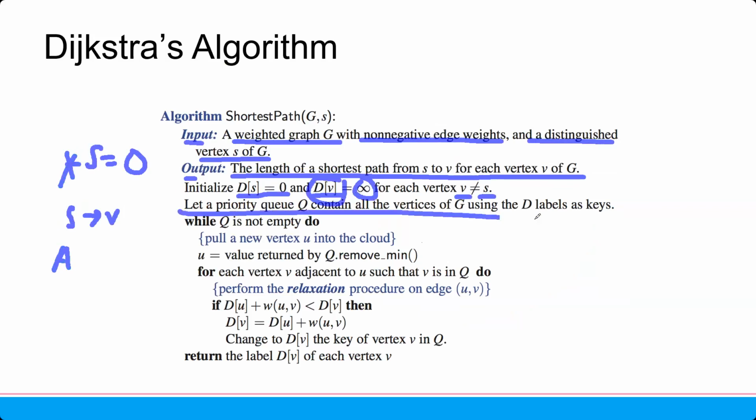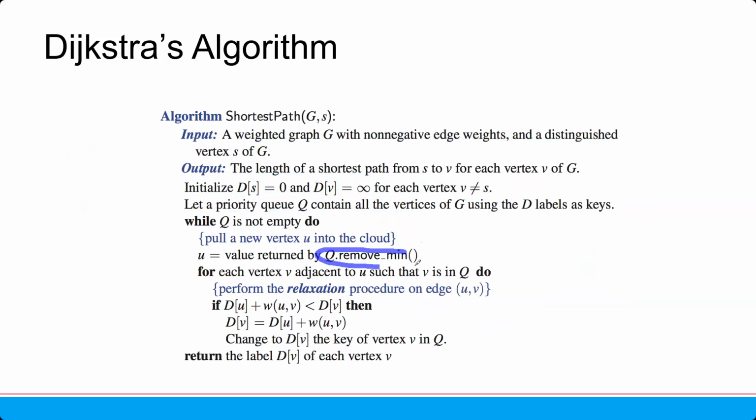And we can use the priority queue for all the vertices. If the queue is not empty, then we check the value returned by the queue's remove minimum. So the value that is minimum, we remove it. Then for every vertex V adjacent to U, such that V is in the queue, let's do the relaxation. The relaxation means this is the formula.